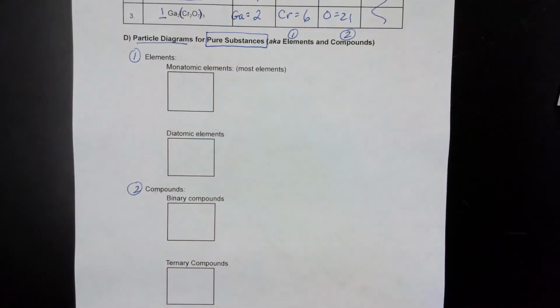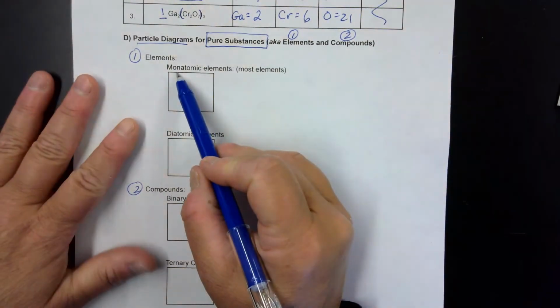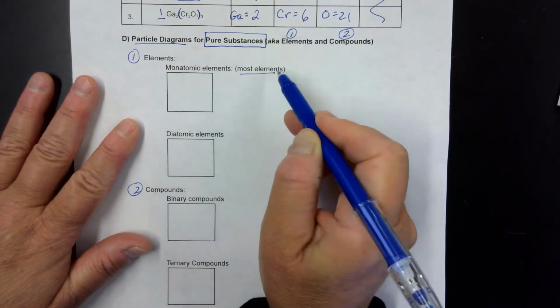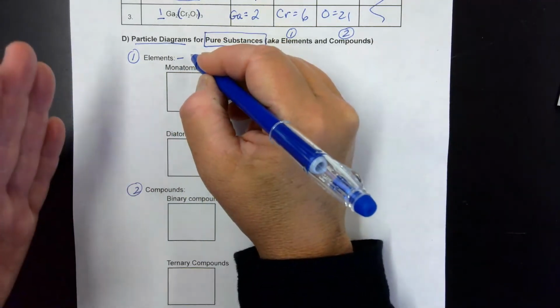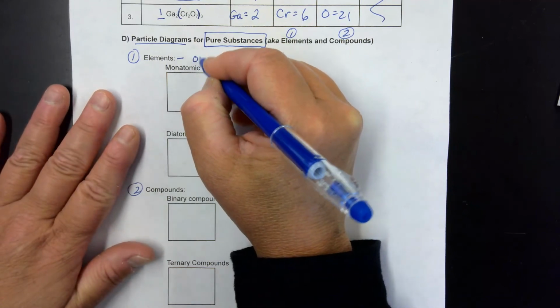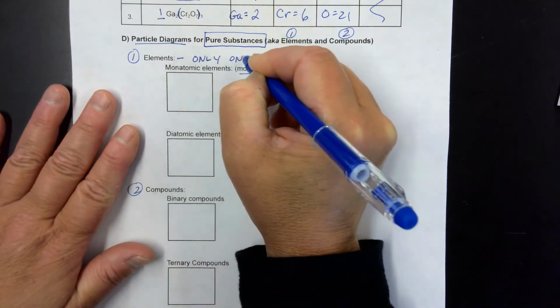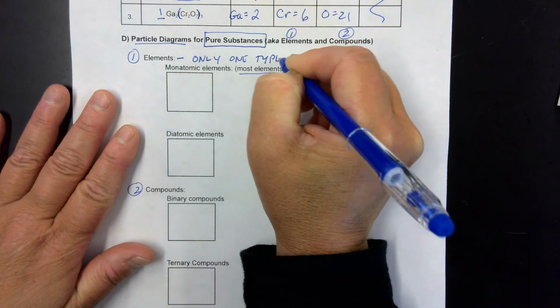Now, elements, as we saw, can be either monatomic, which are most elements, right? First of all, elements, you're going to recognize an element because there's only one type of atom.